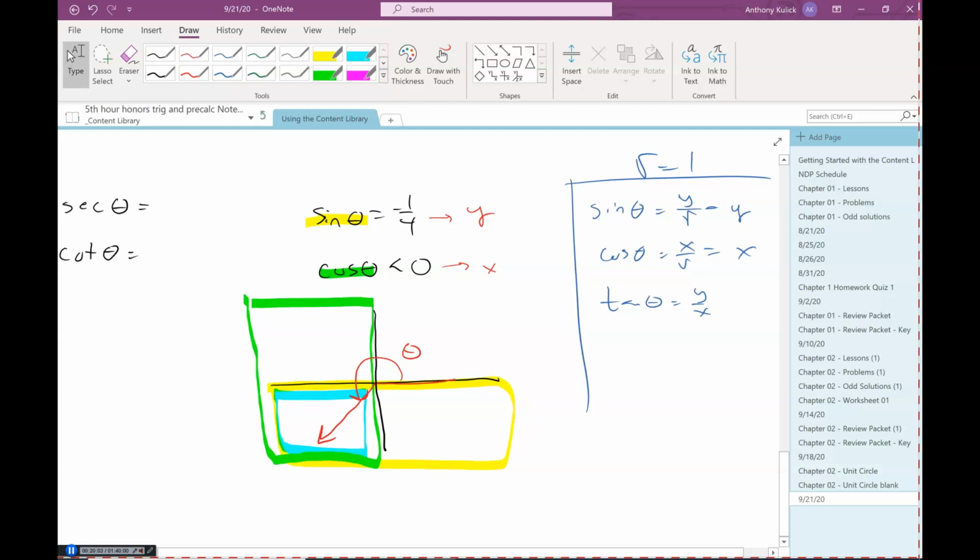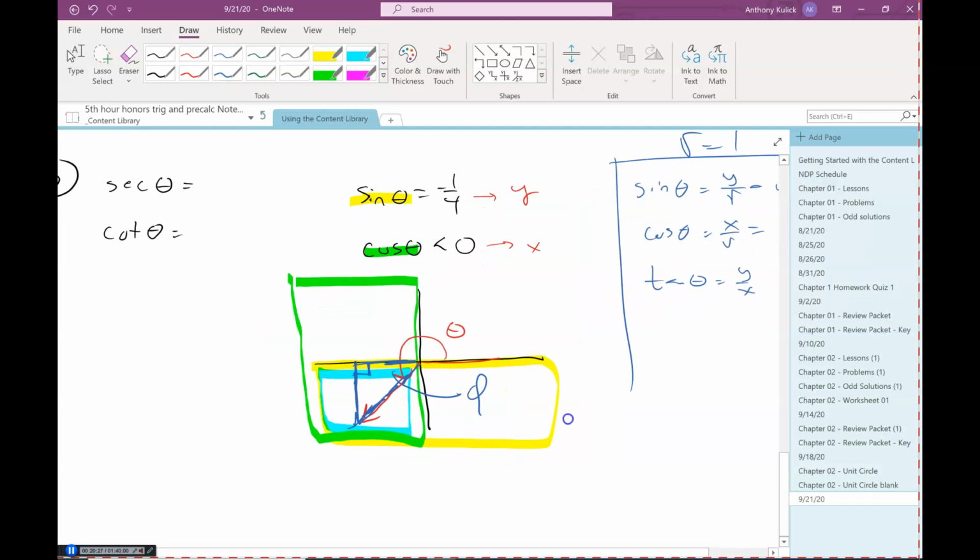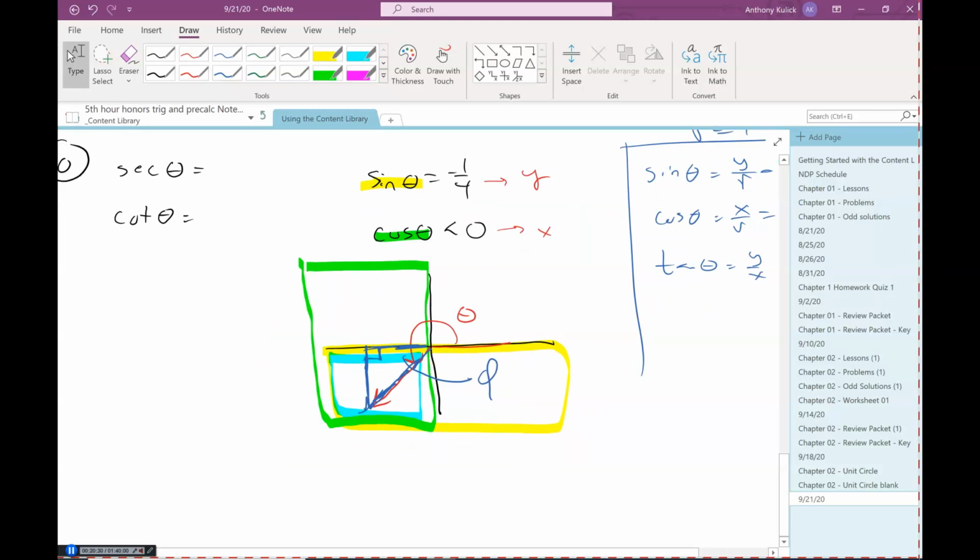Okay, back to 60 here. So I figured out the quadrant that my angle lies in. Now I'm going to draw my reference triangle, always back to the x-axis. This angle right here I'm going to call angle phi, just to differentiate it from the angle theta, because it is a different angle measure. But the sine, cosine, tangent, etc. of this angle phi is going to be the same as for angle theta. So I'm going to fill in the side lengths because I know that sine is negative 1/4.